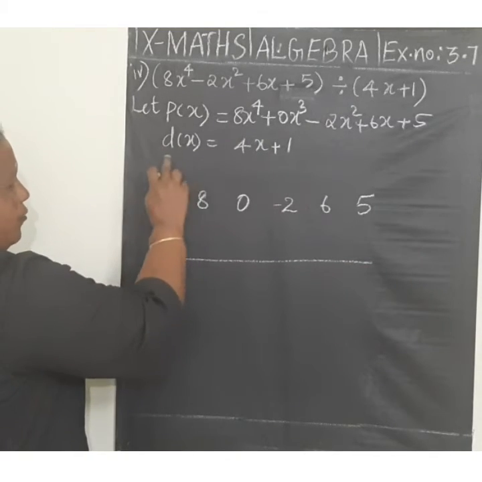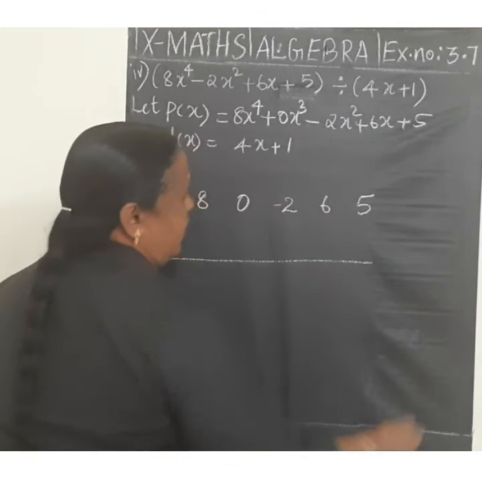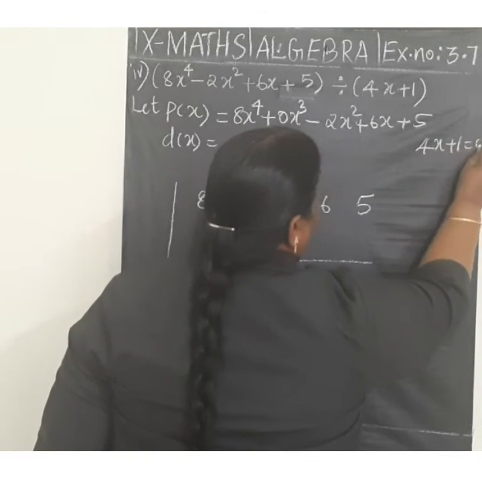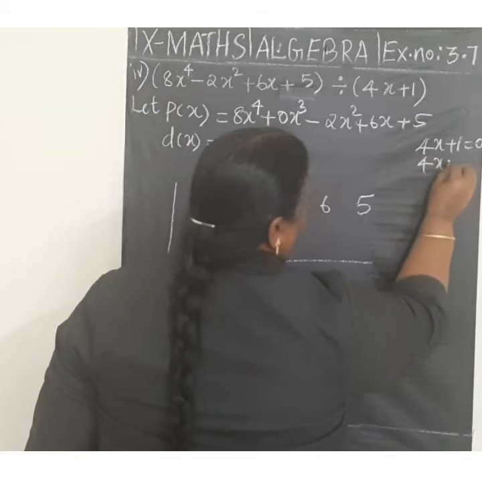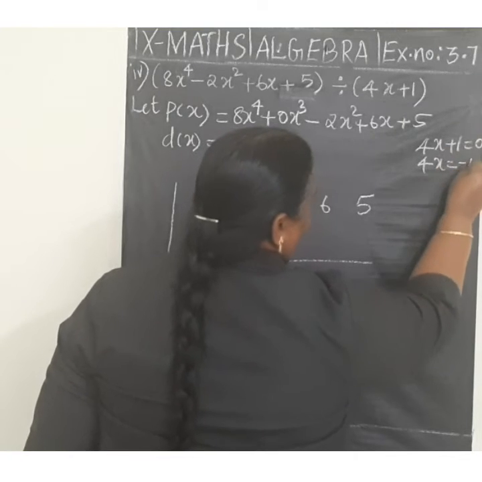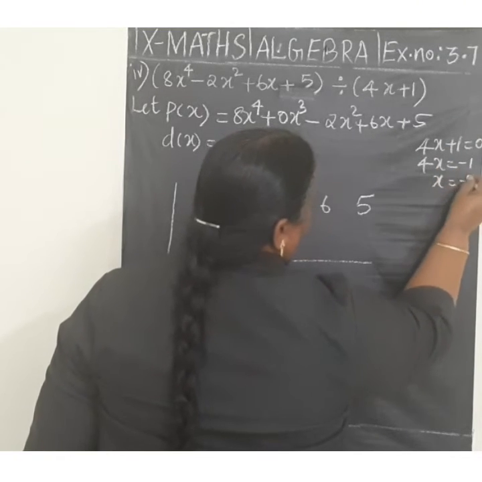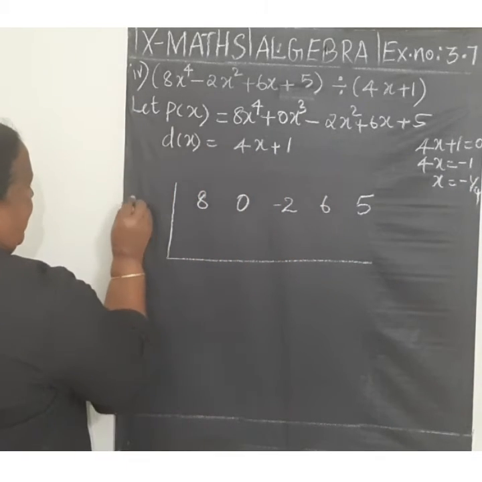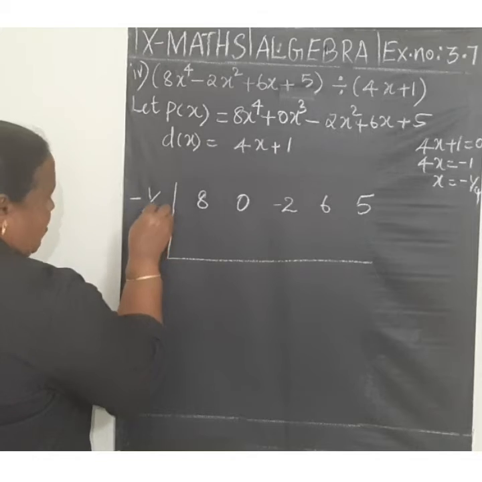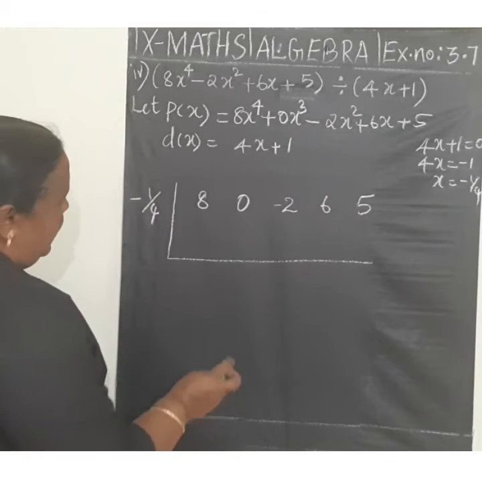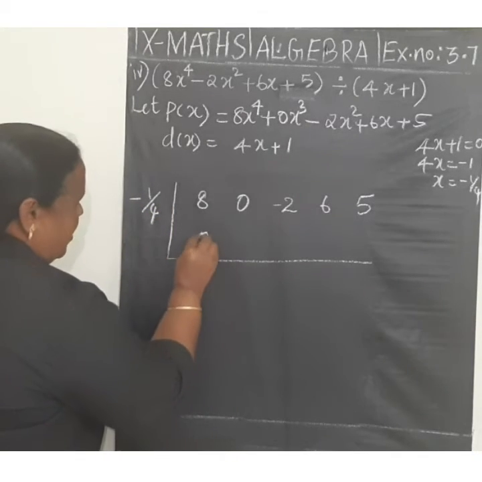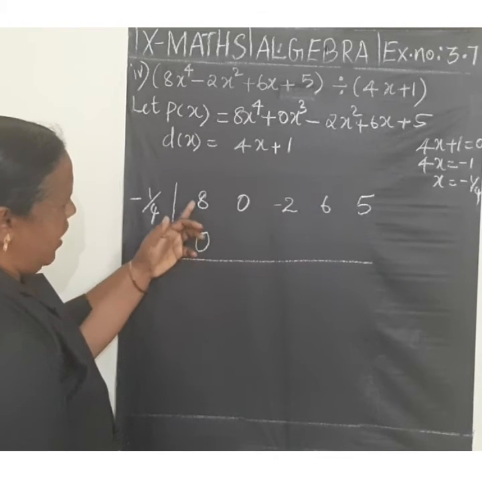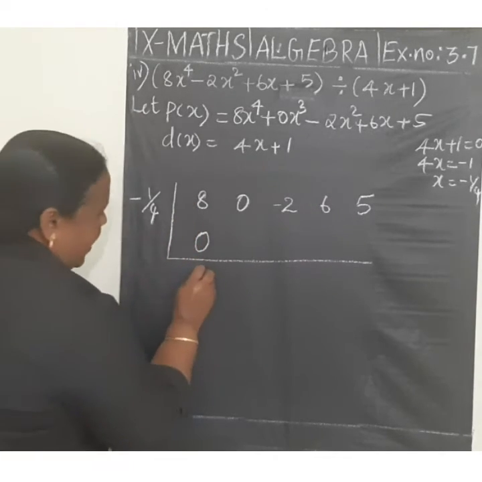Then the divisor 4x plus 1 we have to equate to 0. So 4x plus 1 is equal to 0 means 4x is equal to, bringing this to this side, minus 1. So x is equal to minus 1 by 4. So we write here minus 1 by 4. Then in the first column we put 0. So 8 plus 0 is 8.